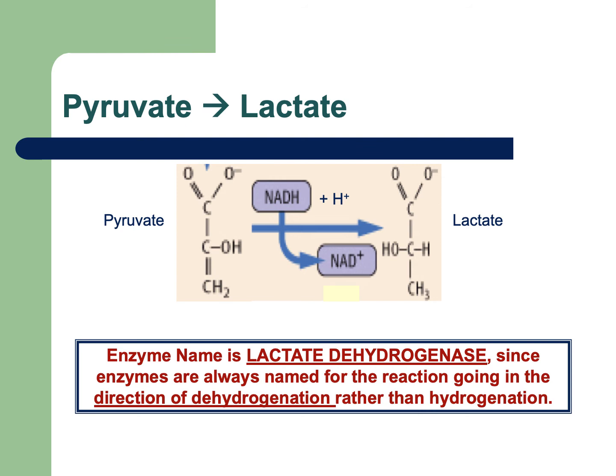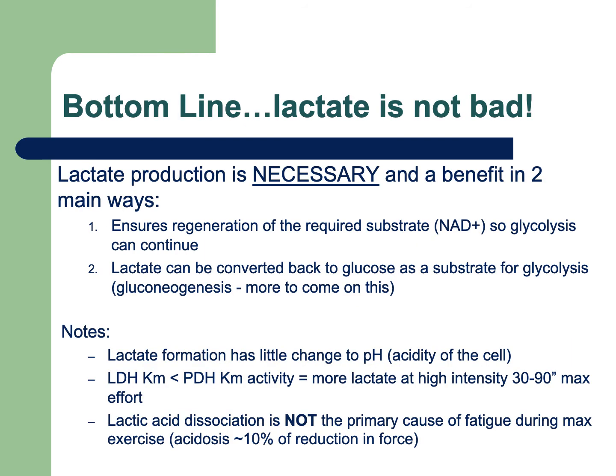So it would be named in the opposite direction, and therefore the enzyme name is lactate dehydrogenase. The bottom line is that lactate is not bad. Lactate production is necessary and a benefit in 2 major ways. First of all, it ensures regeneration of the required substrate NAD, that coenzyme, for glycolysis to run and continue running. Second of all, lactate can be converted back to glucose as a substrate for glycolysis through a process known as gluconeogenesis and the Cori cycle, which we'll talk about on the forthcoming slides.